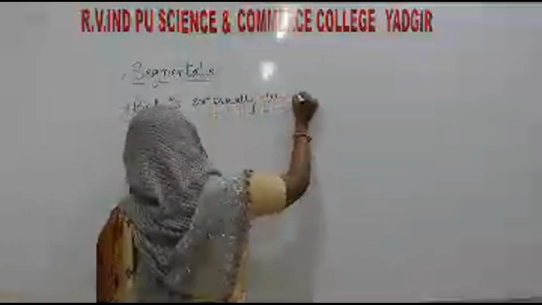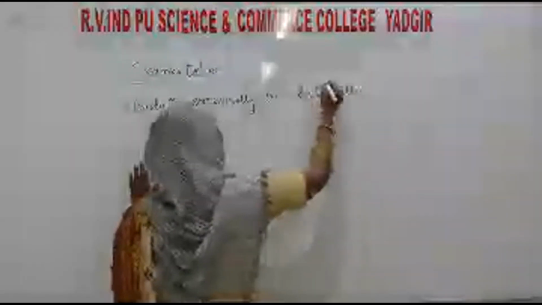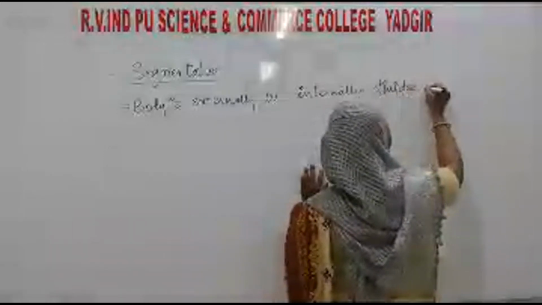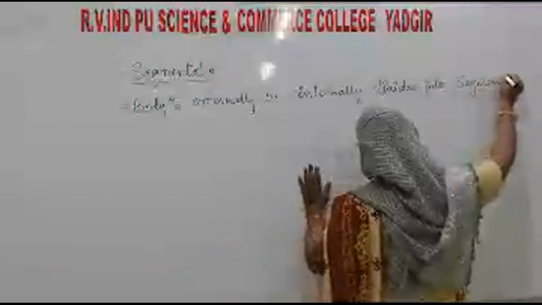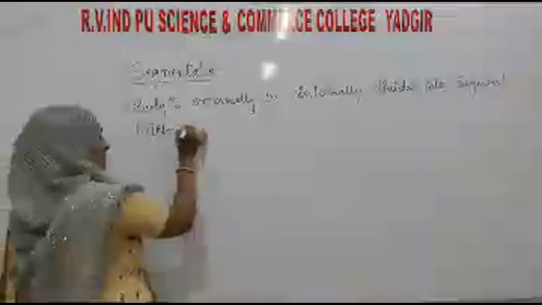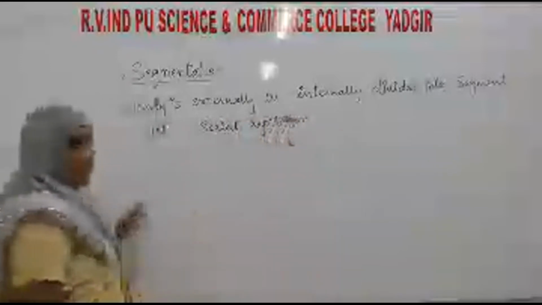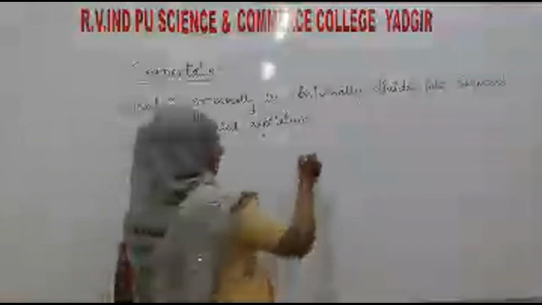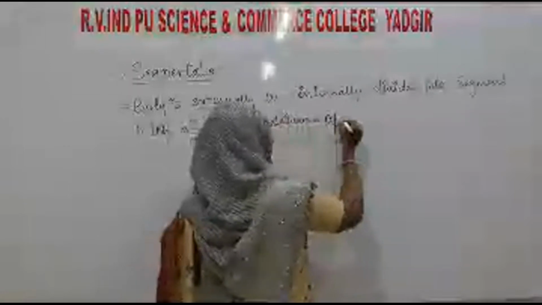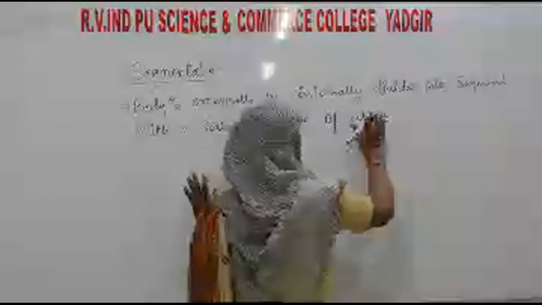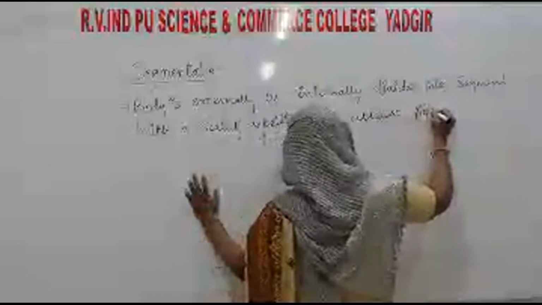externally, means from the outside, or internally divided into segments, with a serial repetition of at least some organs.